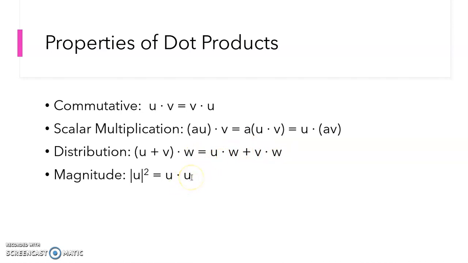And finally, if I do U dot U, so a vector with a dot product with itself, it's going to equal the magnitude squared. Okay? So those are just some properties. We don't use them often, but they're nice to know just in case something comes up. Let's take a look at an example next.